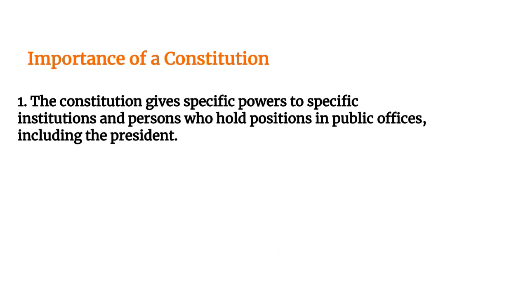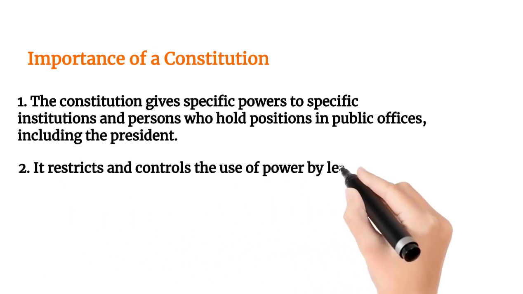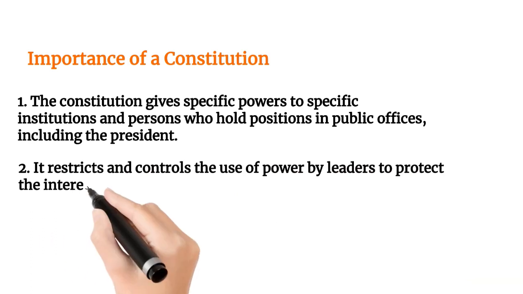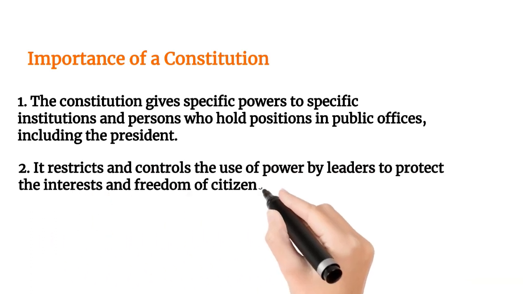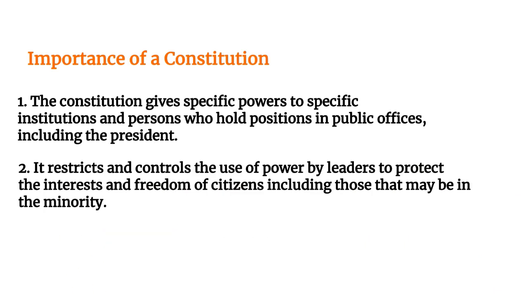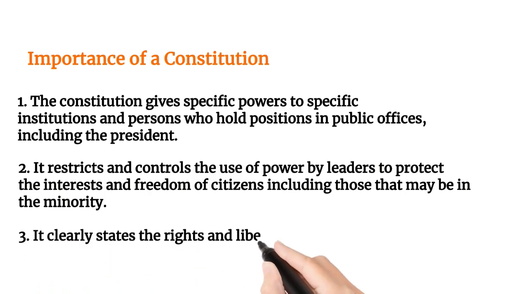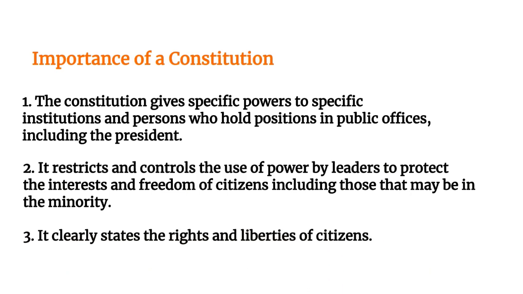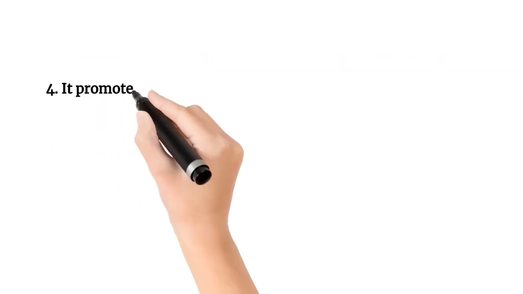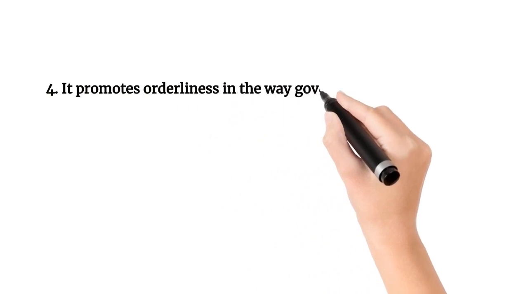Point number two, it restricts and controls the use of power by leaders to protect the interests and freedom of citizens, including those that may be in the minority. Point three, it clearly states the rights and liberties of citizens. Point four, it promotes orderliness in the way government conducts business.